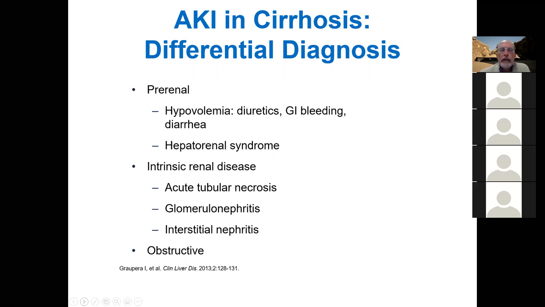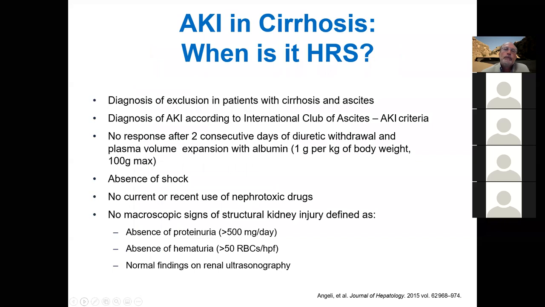When you do your ultrasound of your abdomen, look at the kidney size. Small shrunken kidneys, they probably have chronic kidney disease of some type. They could have glomerulonephritis from cryoglobulins from hepatitis C. You're going to rule out obstruction with that abdominal ultrasound. So, full abdominal ultrasound with Doppler, with spleen size, portal vein diameter, and look at the kidneys. Obstruction and size are very important.